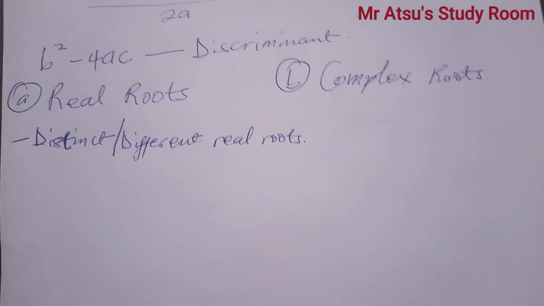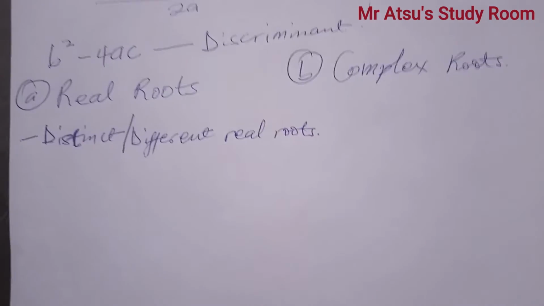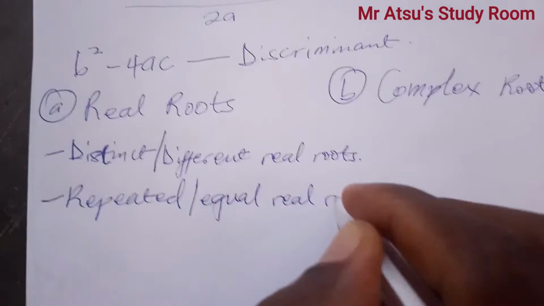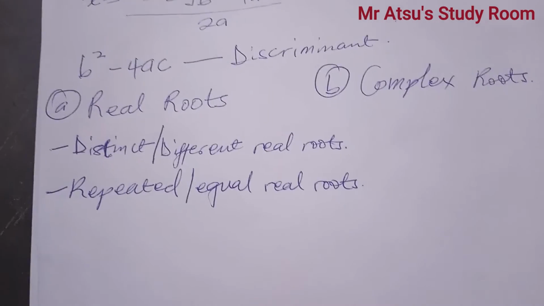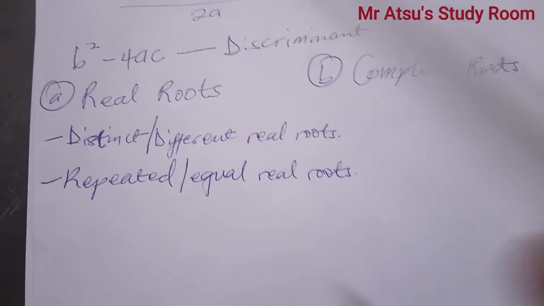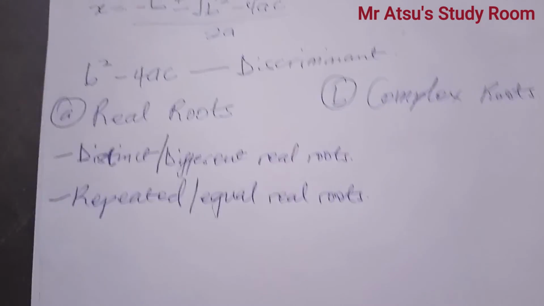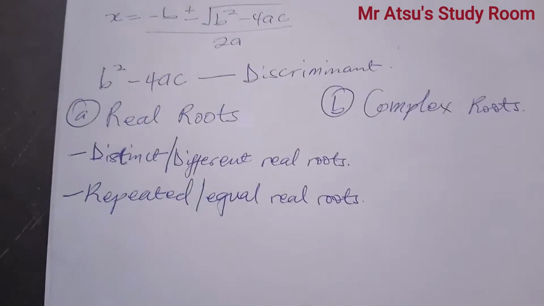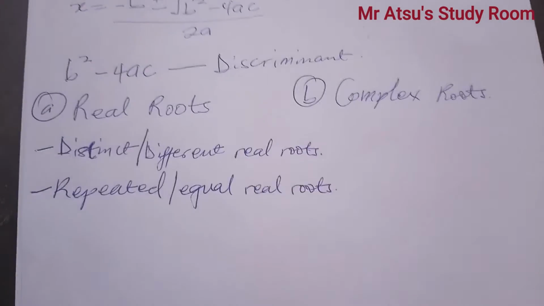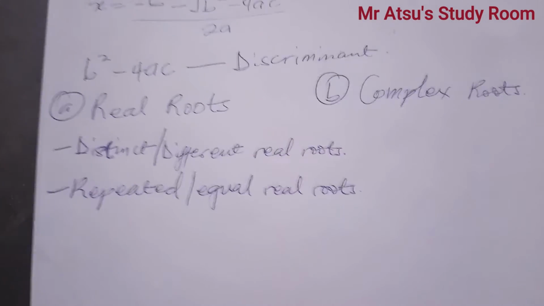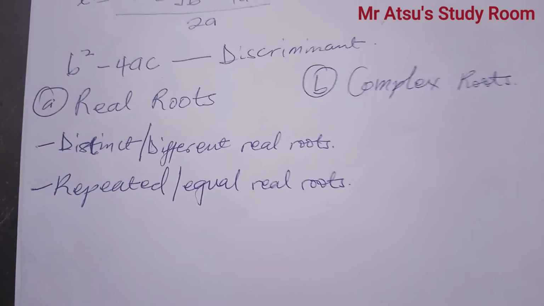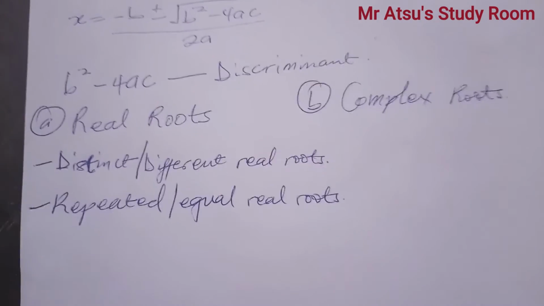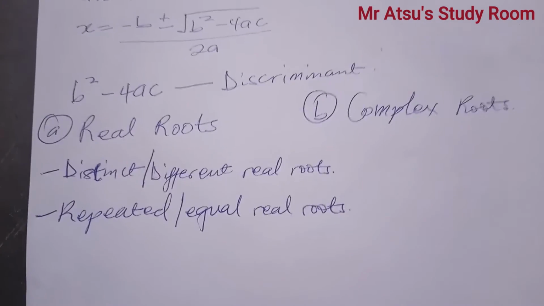Then the second one is repeated or equal roots. I am just adding the real root to it just to mean that they are under real roots. But we can just say they are distinct roots, they are repeated roots, because they are real numbers. If the question is just telling you that the equation has real roots, then there are two conclusions we can reach. You cannot just conclude that because they say it has real roots, it means that it has only different roots. No, because the repeated roots are also real. That is what it means.